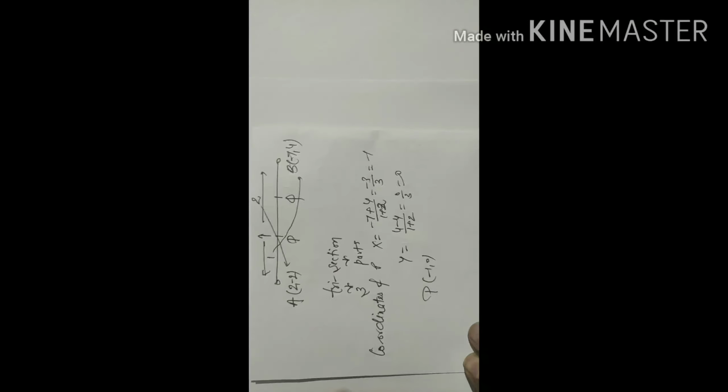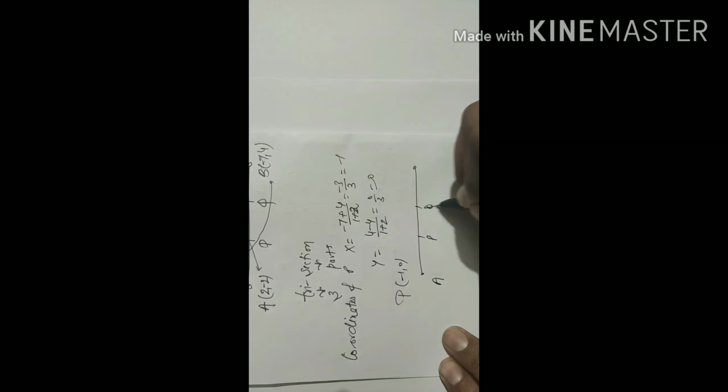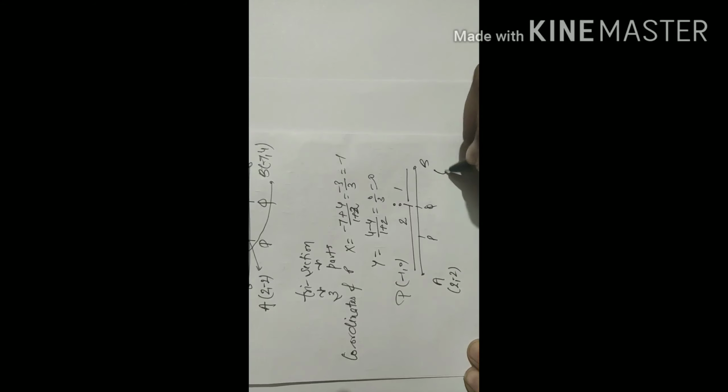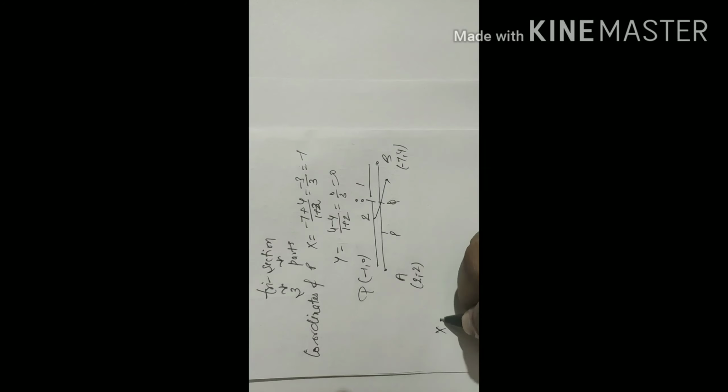In the same way, if we see here, point A is here, P is here, Q is here, B is here. For Q, the left hand side contains 2 parts and the right hand side contains 1 part. So the ratio becomes 2 ratio 1. A is (2, -2), B is (-7, 4). Again by the section formula, X coordinate becomes 2 multiplied by -7, 1 multiplied by 2, divided by the sum of ratio. So it becomes -12 by 3, that is -4.